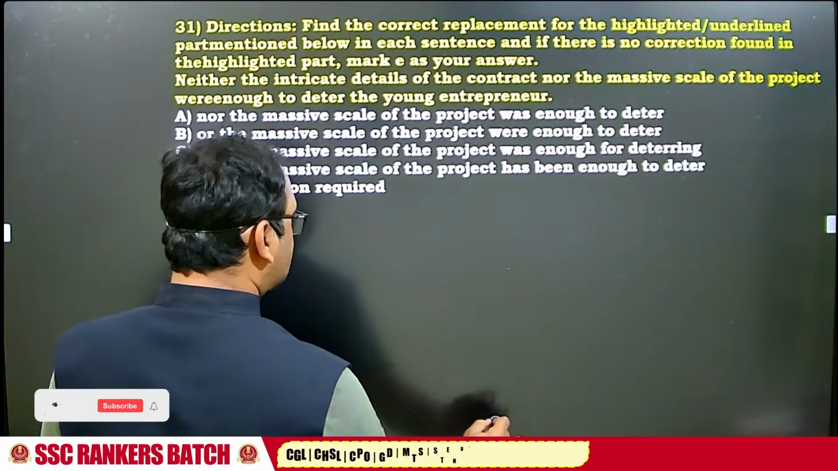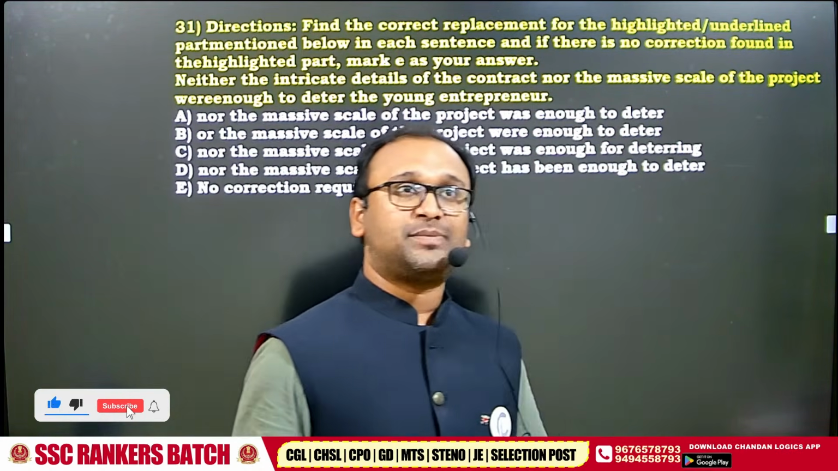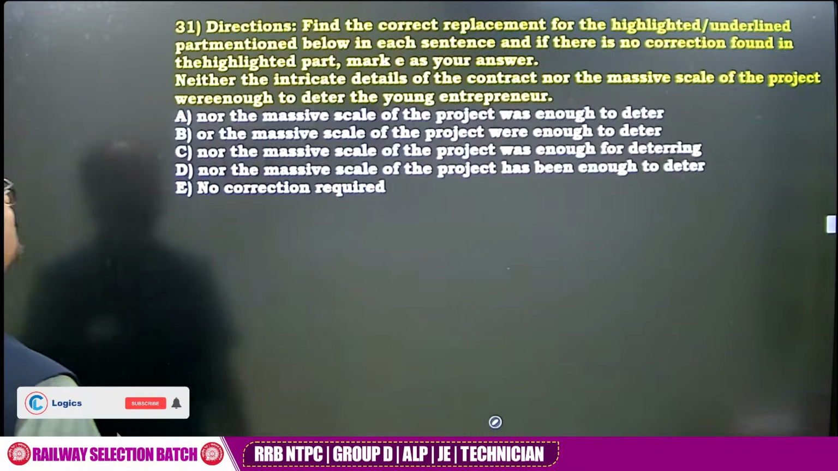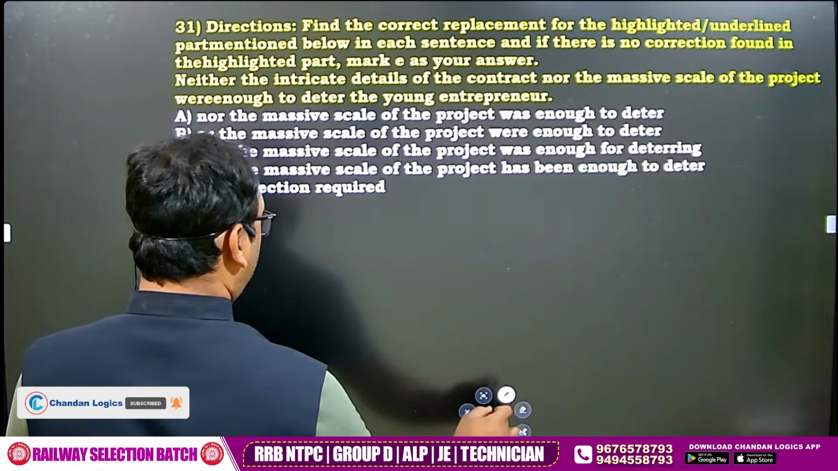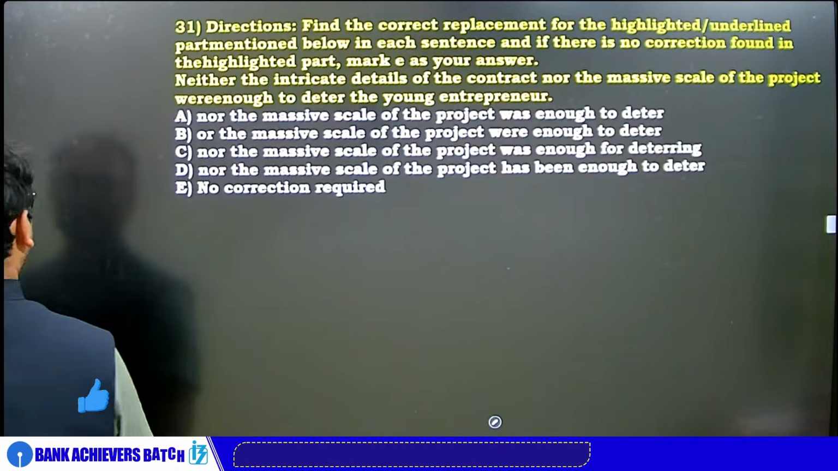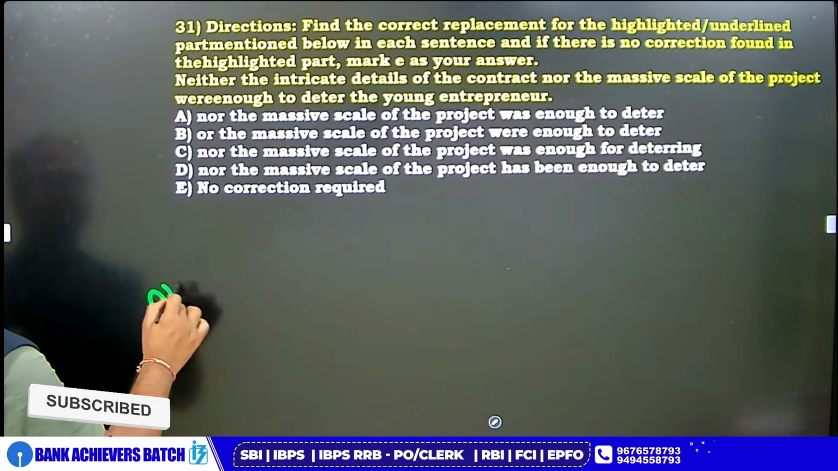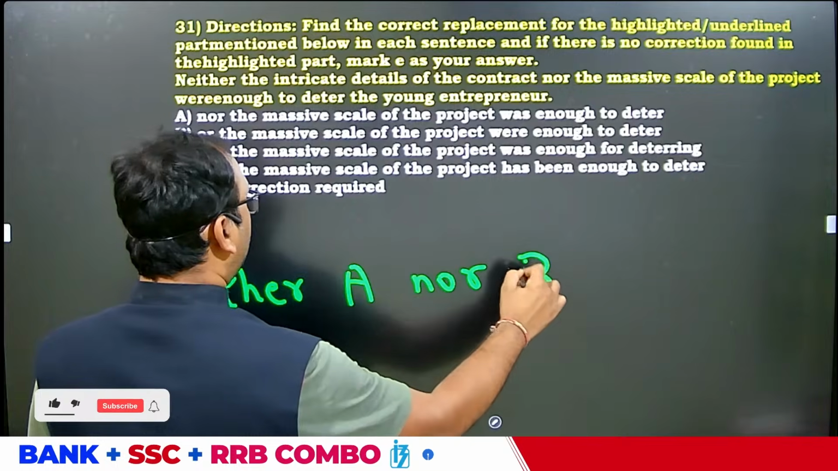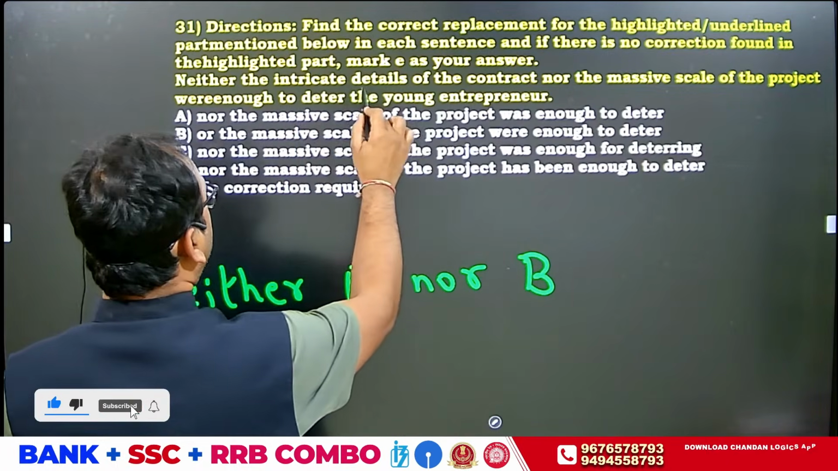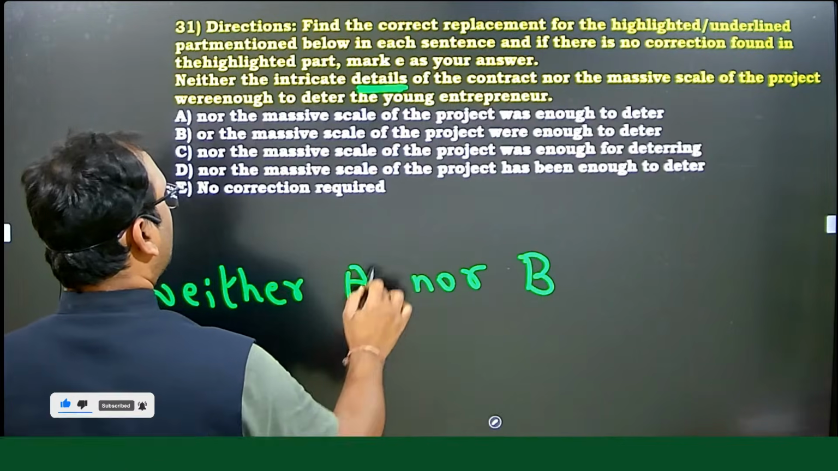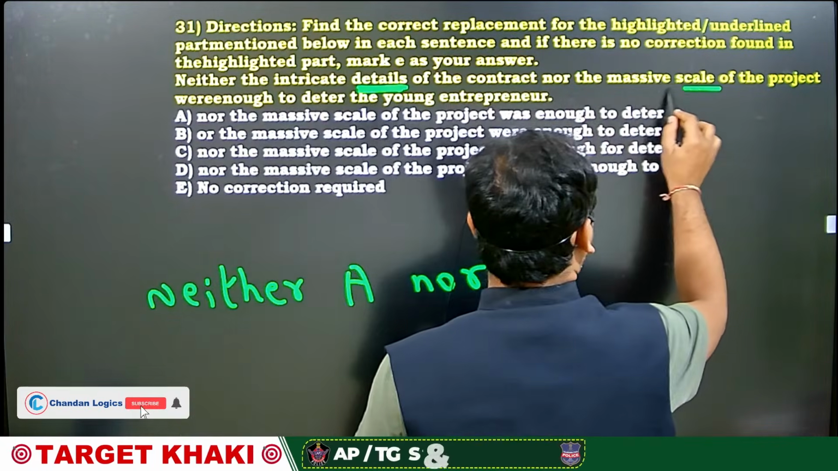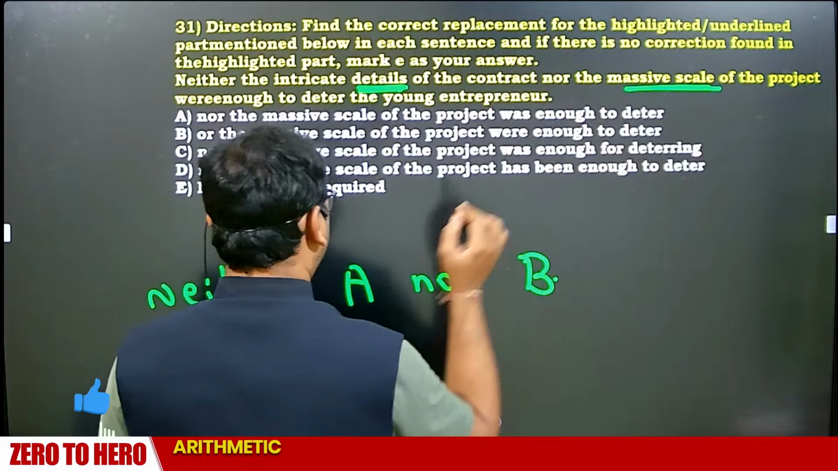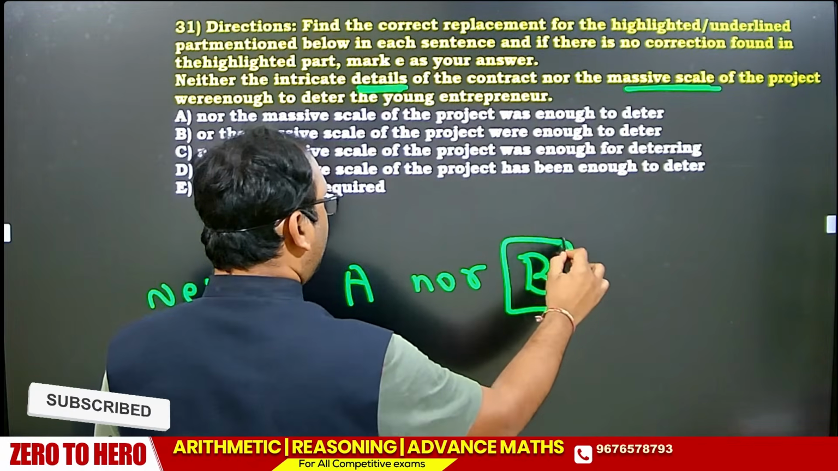Chalo, let's continue the last 10 questions in the paper. Now we have approximately 10 minutes left. 10 minutes, 10 questions. Fatafat. So now we have a sentence where you need to find sentence improvement. Whenever you have the neither A nor B model, neither the intricate details, this is A, nor the massive scale, this is B. B becomes the subject.